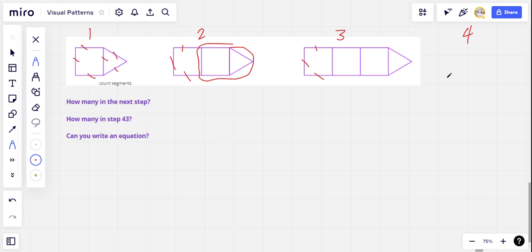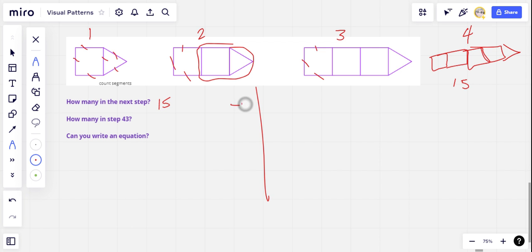So if I were going to predict step 4, we'd have another square added to the end, so 1 more, and then the triangle there. And so how many would that be? 1, 2, 3, 4, 5, 6, 7, 8, 9, 10, 11, 12, 13, 14, 15, looks like. So I think my prediction for step 4 is 15 line segments.